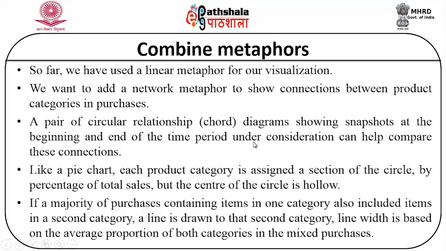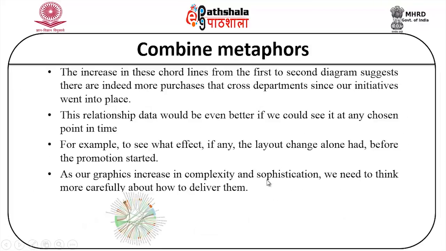Like a pie chart, each product category is assigned a section of the circle by percentage of total sales, but the center of the circle is going to be hollow. If a majority of purchases containing items in one category also included items in the second category, a line is drawn to the second category. The line width is based on the average proportion of both the categories in the mixed purchases.